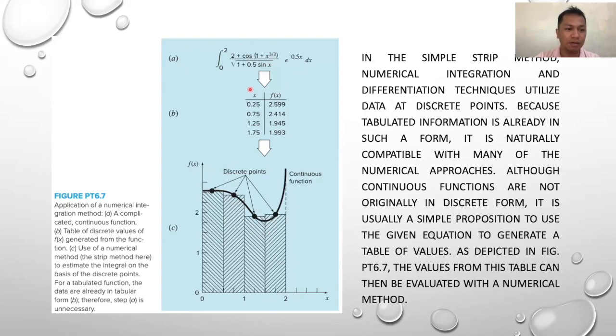So in A, we have a complicated and continuous function, and B has discrete values of f(x) generated, of course, from the function. And in C, we use the numerical method or the strip method to estimate the integral on the basis of these discrete points. Meaning we no longer use A, it is unnecessary.